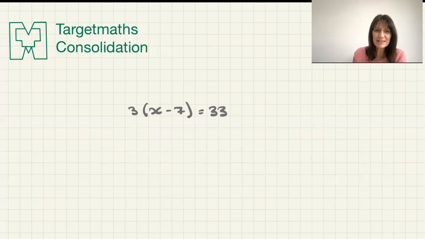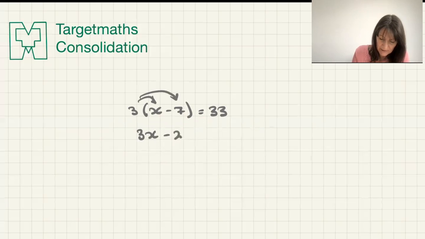Okay, so for this question, I can see it's an equation because of the equal sign. I know I need to get x on its own. At the moment, the bracket is telling me that the x is trapped. So I'm going to expand my bracket first. That's going to give me 3x minus 21 equaling 33.